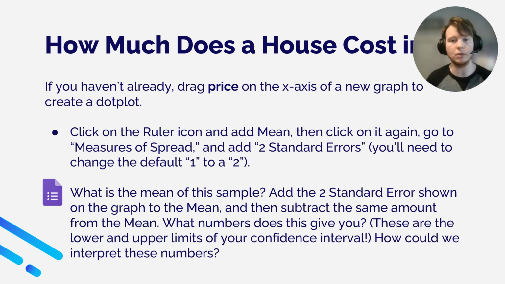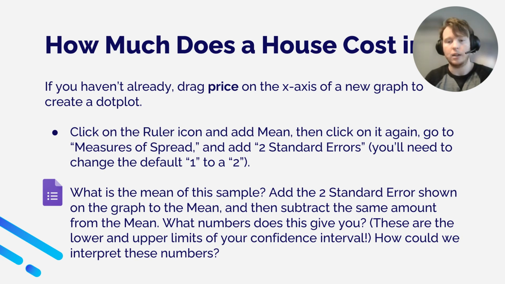So we're going to use this confidence interval idea in two different ways. First, students are going to, using this DC dataset, drag price on the x-axis of a new graph to create a dot plot. Then they'll go into the ruler icon, click mean, then click back on the ruler icon, go to measures of spread, and add 2 standard errors. And what this is going to generate for them is a confidence interval for the mean housing price in DC. So there'll be the mean in the center, that's the mean of the sample they have, and then it should give error bars on either side to show where that mean potentially could fall according to this interval.